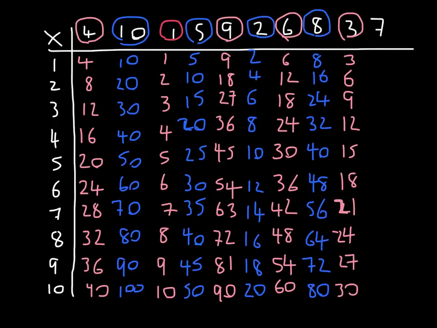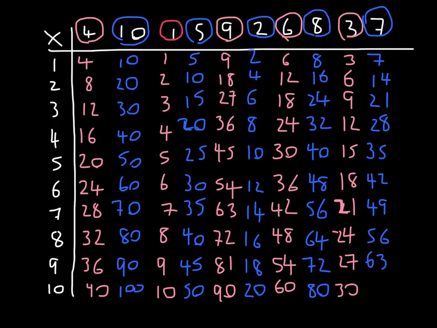And the last one in my random order is the 7 times tables. 1 times 7 is 7, 2 times 7 is 14, 3 times 7 is 21, 4 times 7 is 28, 5 times 7 is 35, 6 times 7 is 42, 7 times 7 is 49, 8 times 7 is 56, 9 times 7 is 63, and 10 times 7 is 70.